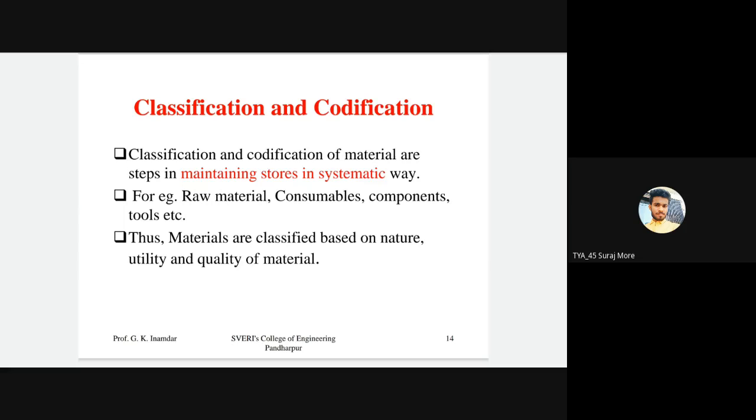Now if you go through maintenance, definitely they will check what is the codification of that product, what is the size, and what is the number of that belt, whether V belt or flat belt. According to the codification, according to the number, you can purchase them.